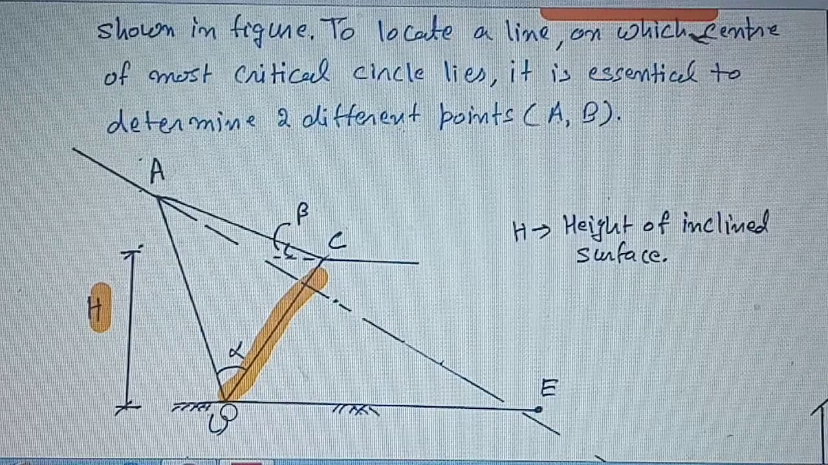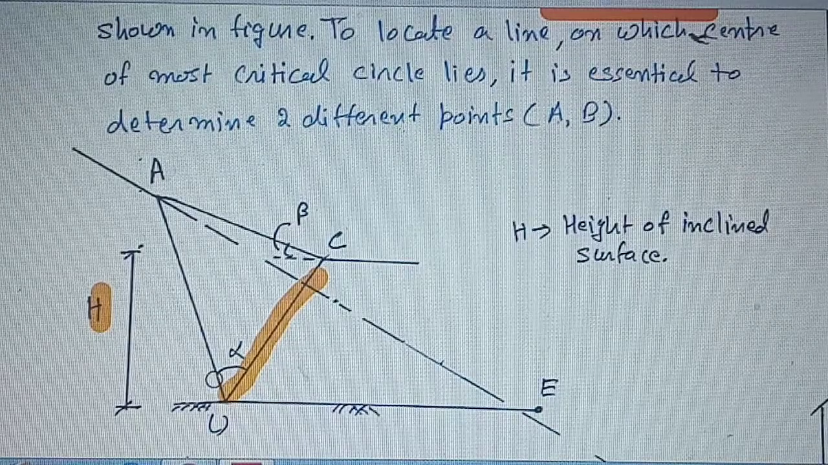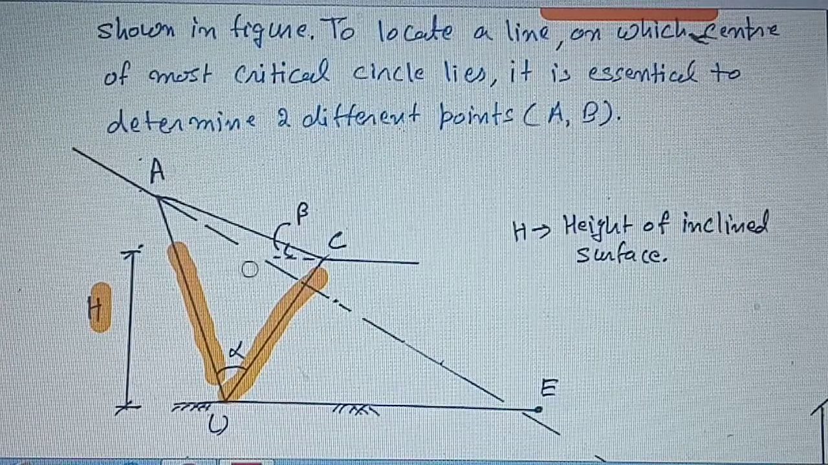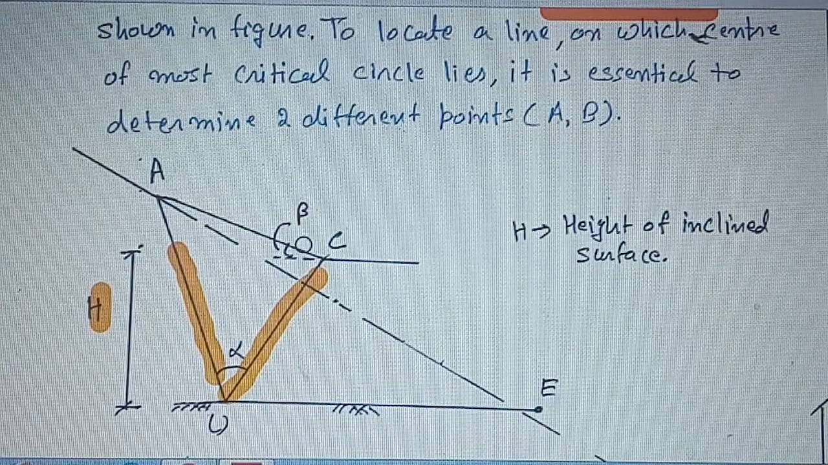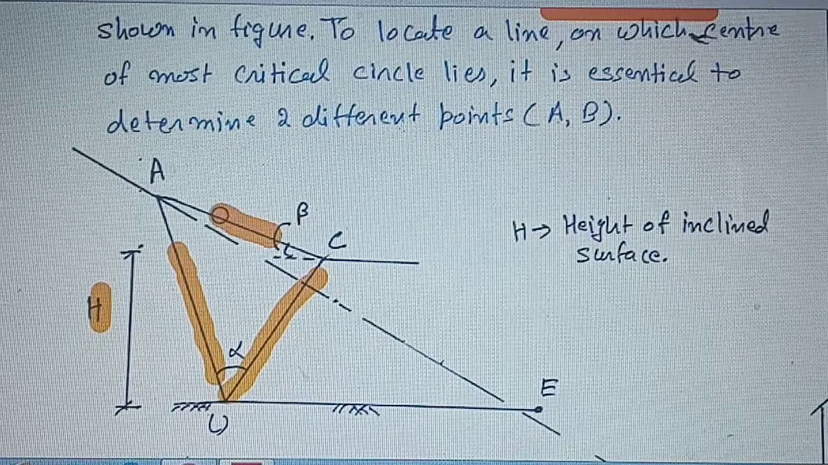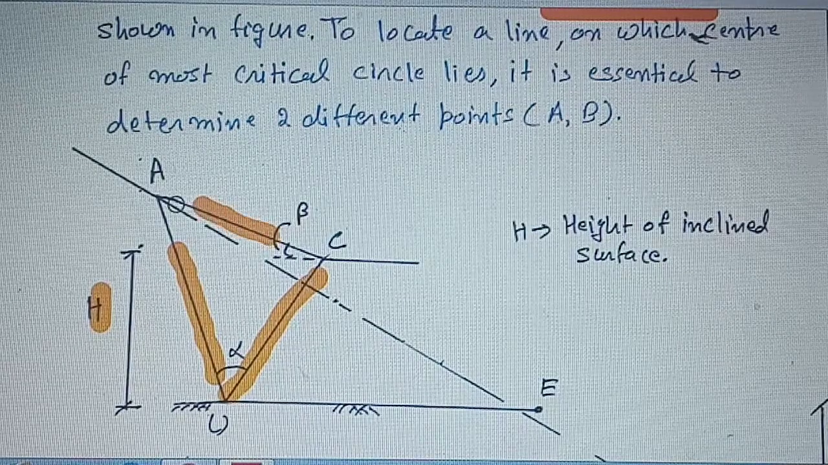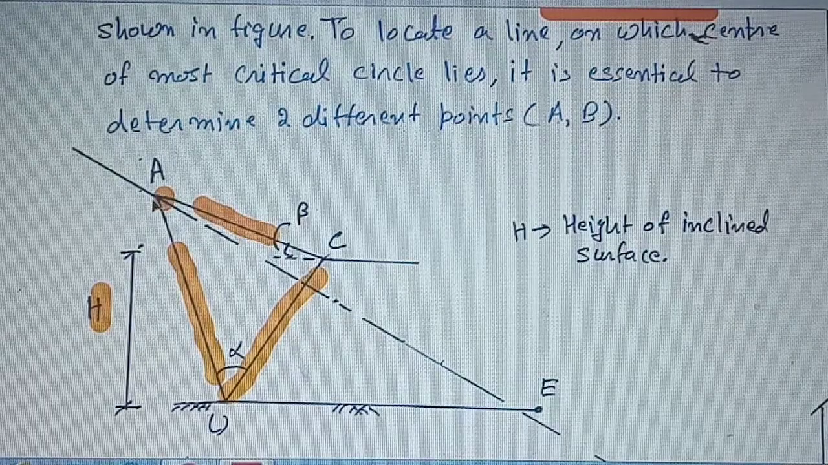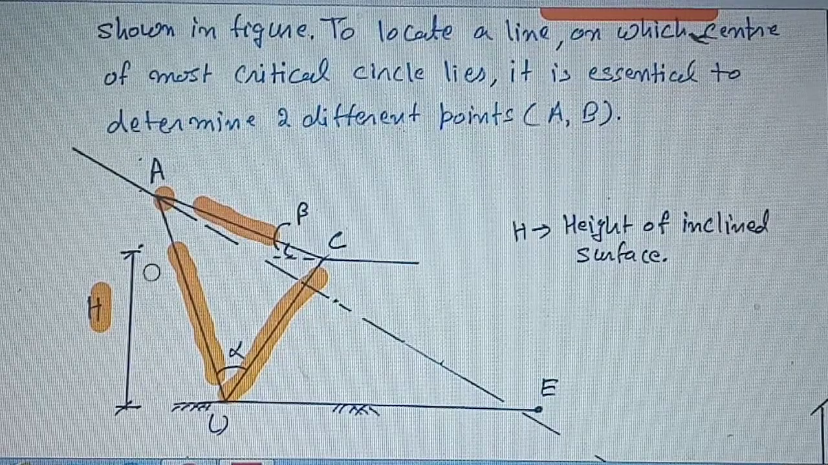From U, that is the upstream slope, draw a line at an angle of alpha to the inclined surface, and from C, draw a line at an angle of beta with the horizontal. These two lines intersect at point A. So we can locate the first point, that is point A.